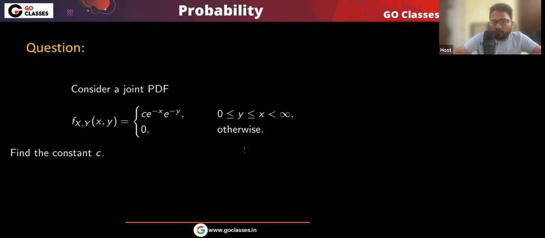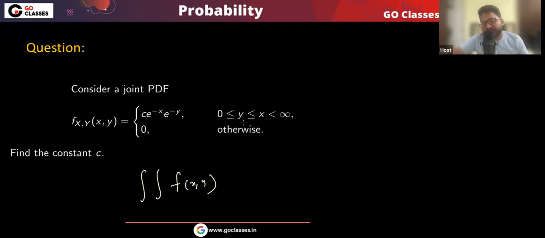To find the value of C, you can do the double integration of this f(x,y). You need to integrate with respect to both x and y. If you do it from minus infinity to infinity and minus infinity to infinity, then this is one, right? This is the property of any PDF. If it is a joint PDF, then the double integration will be one. Like that, we need to find the value of C. So let me go to the next page and let's try to find the value of C.